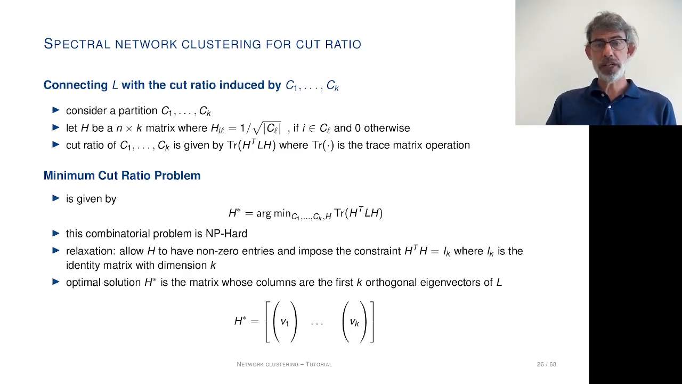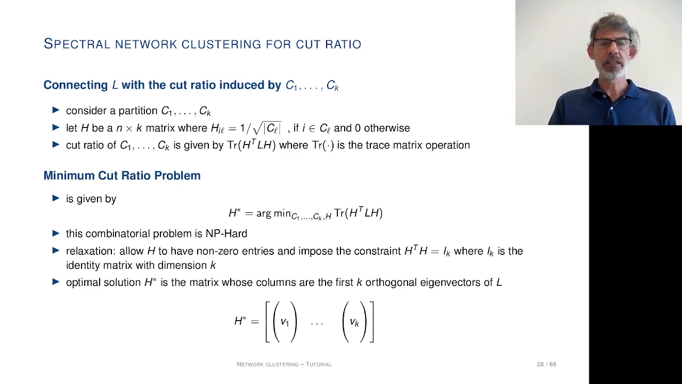So the minimum cut ratio problem now becomes finding H star that minimizes the trace of H^T L H over all possible cluster assignments and matrices H. Of course, this combinatorial optimization problem is NP hard, and again, we can resort to relaxation to solve this problem efficiently. So relaxation here means that H can have non-zero entries, and we can impose a constraint on H such that H transpose H is I_k, where I_k is the identity matrix with dimension k. That will control H a little bit.